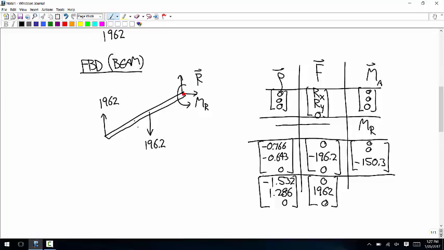And then the cross product is negative 1.532 times 1962, which is 3005.78. Okay.